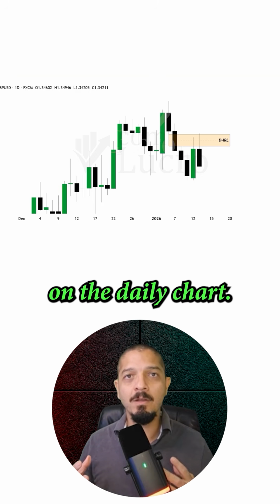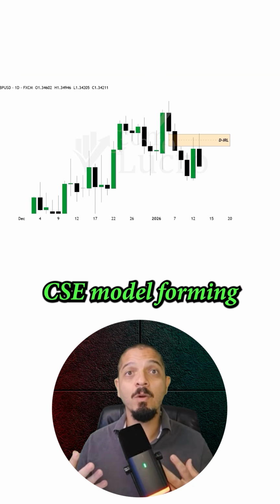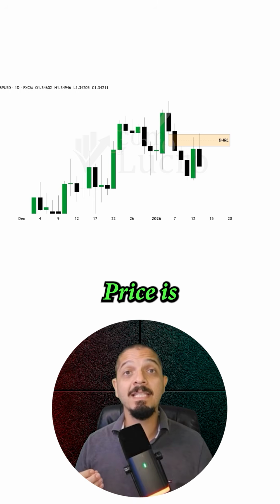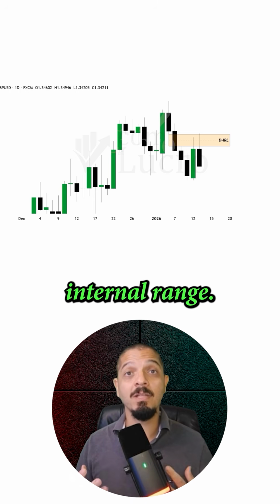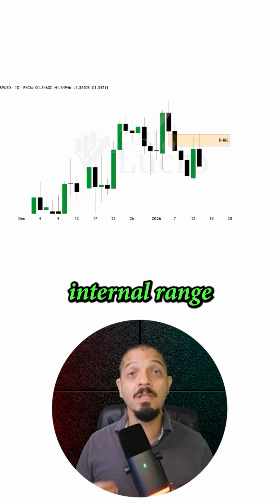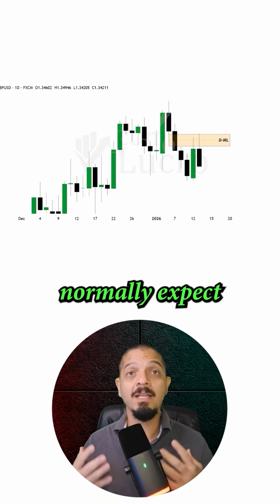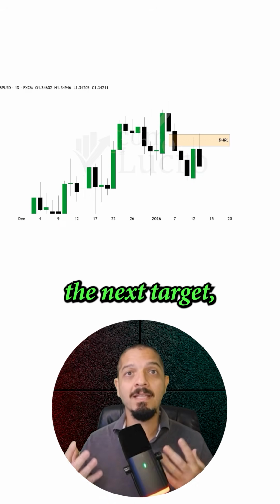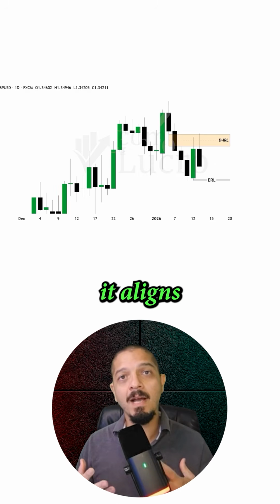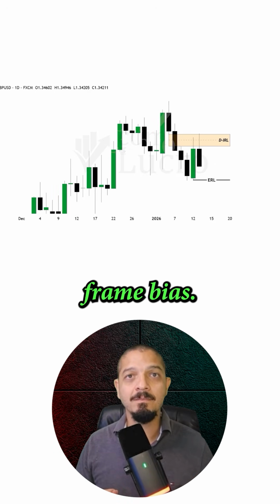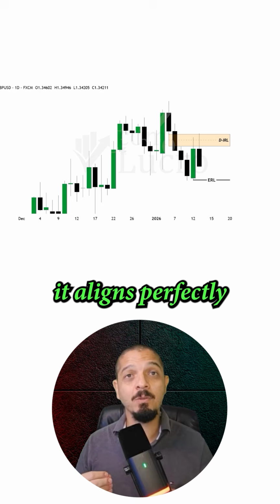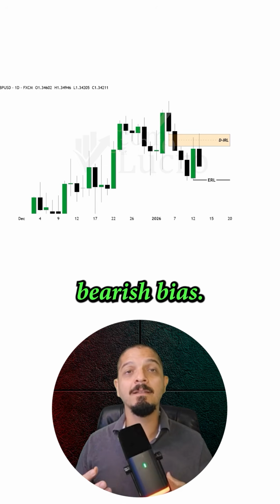On the daily chart, we can see the CSS model forming very clearly. Price is sitting inside a bearish internal range liquidity. After internal range liquidity, we should normally expect external range liquidity to be the next target, especially when it aligns with the higher time frame bias. In this case, it aligns perfectly with our weekly bearish bias.